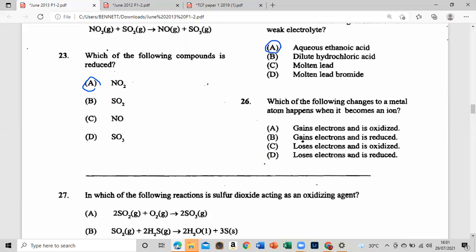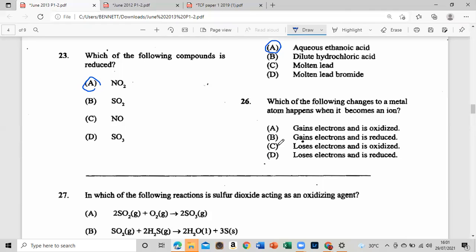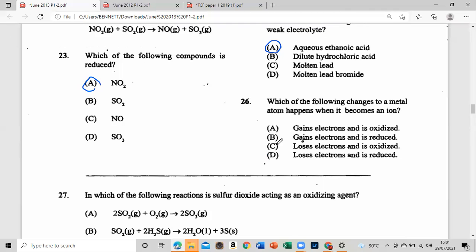26. Which of the following changes to a metal atom happens when it becomes an ion? Is it gains electrons and is oxidized, gains electrons and is reduced, loses electrons and is oxidized, or loses electrons and is reduced? And that is, no, loses electrons and is oxidized. So 26 is C.